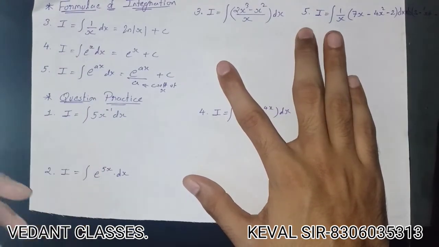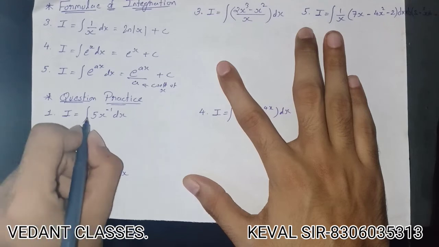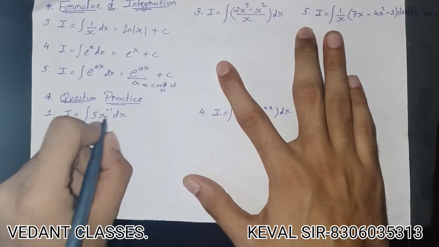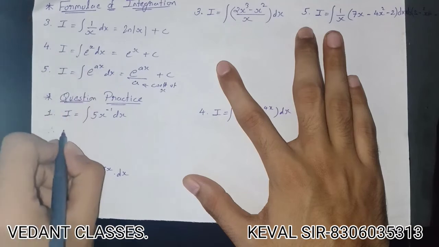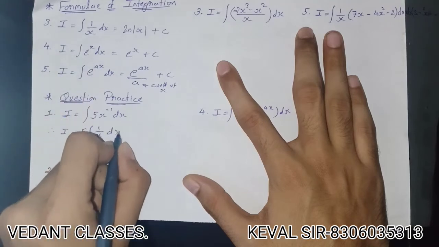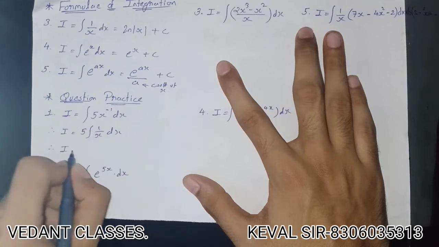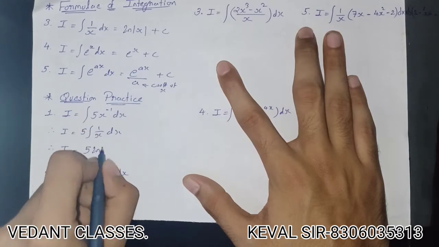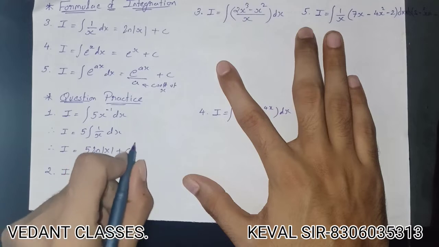Okay, let's do a few more questions regarding this topic that are based on these formulas. So let's solve the first one. I is equal to integration of 5x raised to minus 1. So x raised to minus 1 will be 1 by x. So this will be I is equal to 5 integration of 1 by x dx. So simply the answer will be 5 ln mod x plus c.